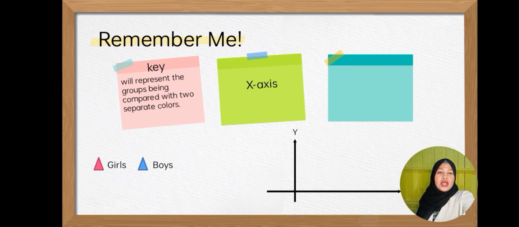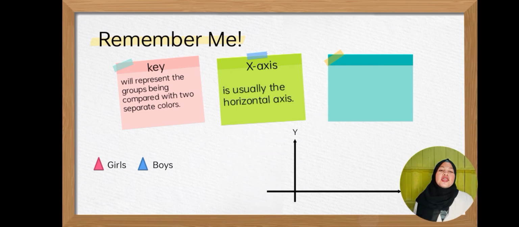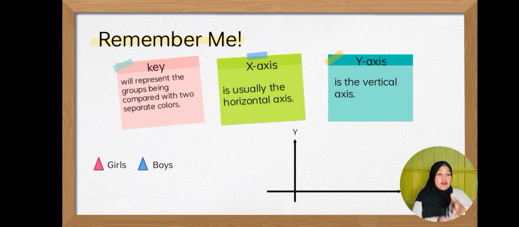Another one I want you to remember is the x-axis. When you see a graph, always remember it is the horizontal axis. The one below is the x-axis, while the y-axis is the one going upward, the vertical axis. I want you to always remember that, because when making any kind of graph, you should know where the x-axis belongs and where the y-axis belongs. Okay? Got it? Now we can proceed.